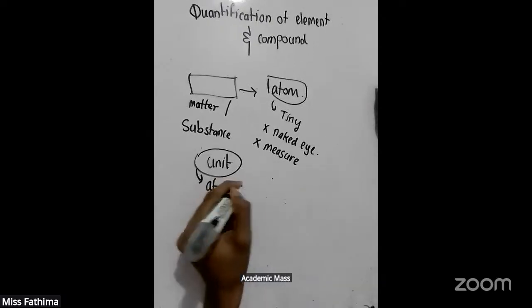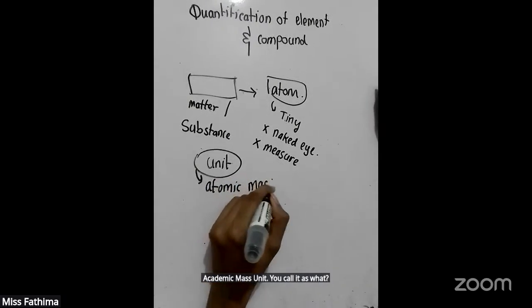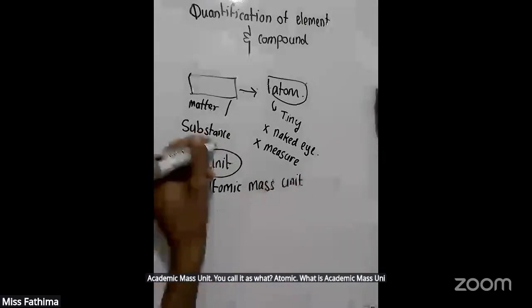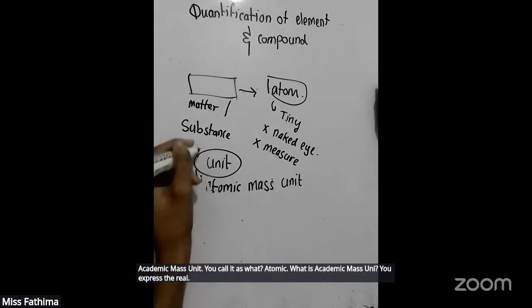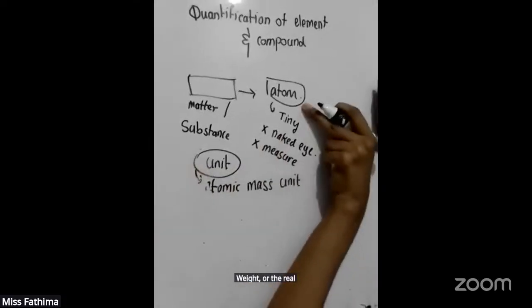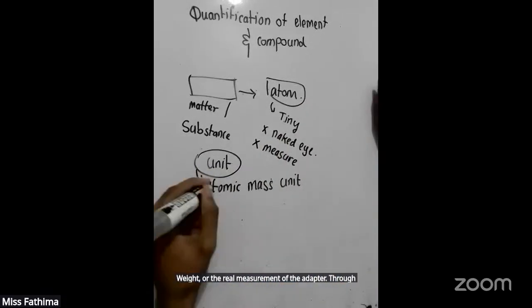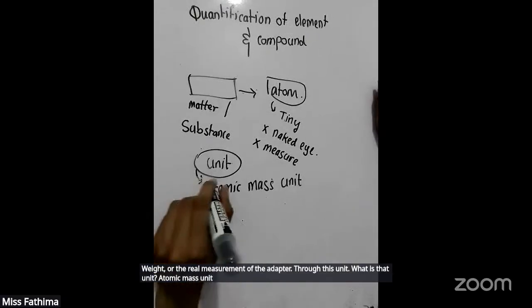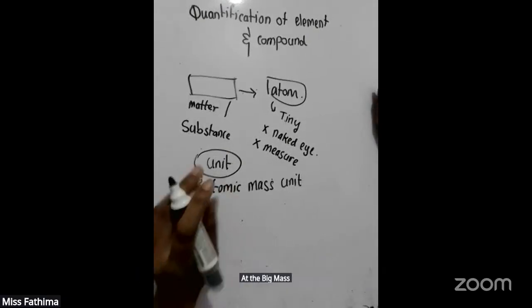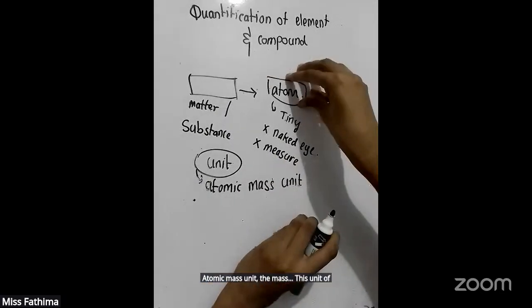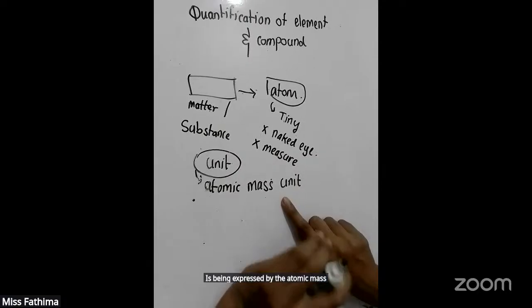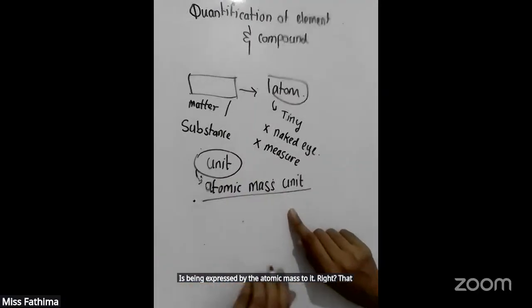You call it what? Atomic mass unit. What is the atomic mass unit? You express the real weight or the real measurement of the atom through this unit. What is that unit? Atomic mass unit. The mass of an atom is expressed by the atomic mass unit, right?